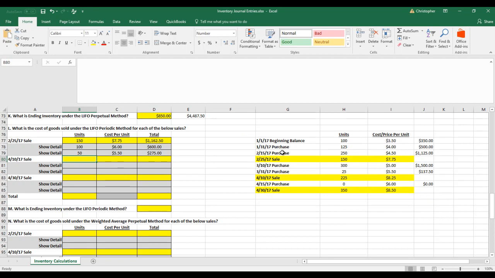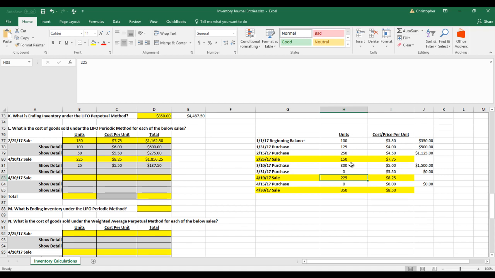Our 410 sale, we sold 225 units at $825. So, again, we're starting with the last layer available that has something. It's this 25 units at $5.50 per unit, $137.50. We've used that up. We still need 200.